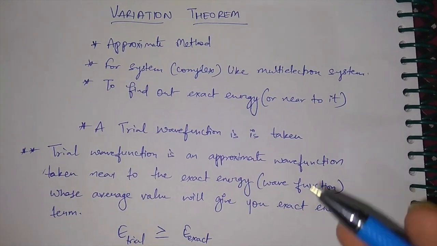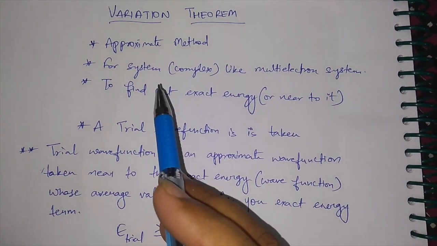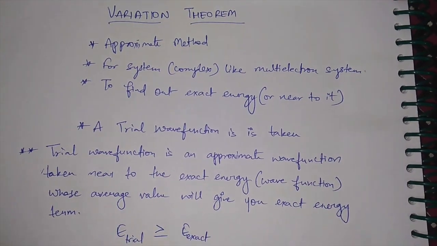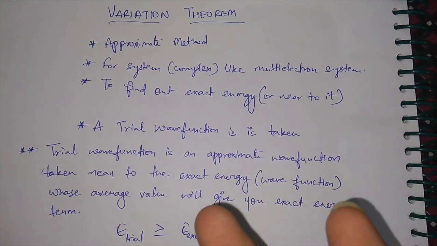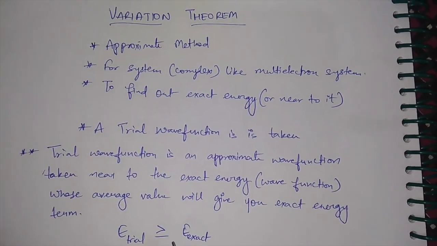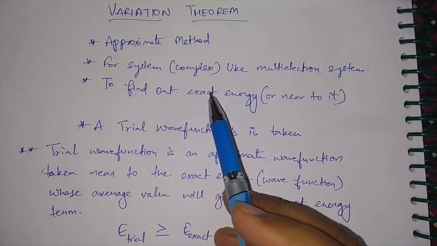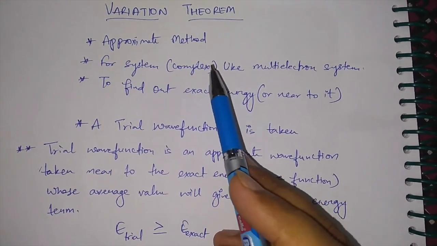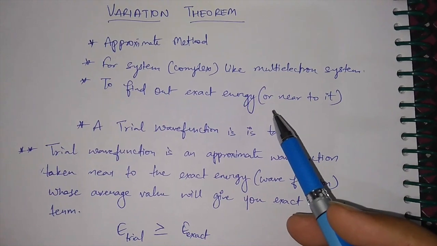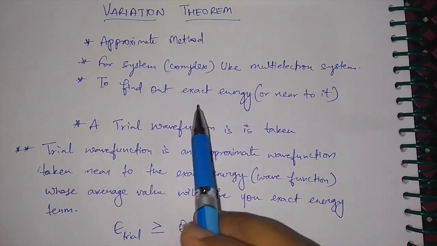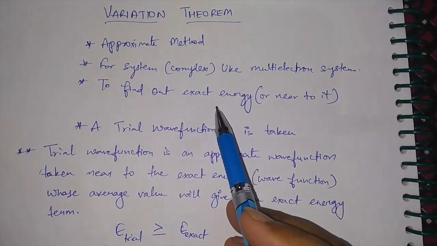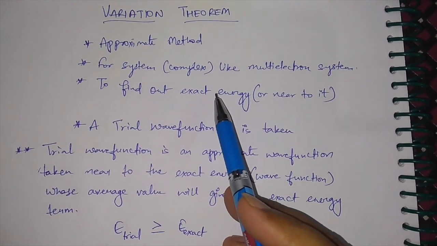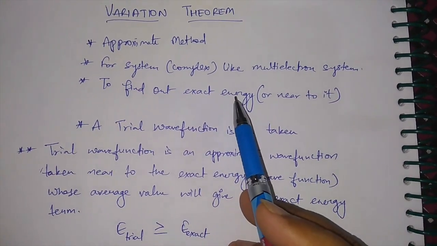So the perturbation theorem I'll cover later, but right now we are just talking about the variation theorem. Over here you will get an approximate energy; it is an approximate method of calculating energy. It is used for somewhat complex systems like multi-electron systems, where you cannot get the exact energy by using the variation theorem.